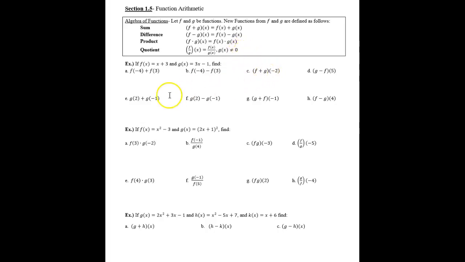Let's go ahead and look at a few examples. This first example, it says if f of x equals x plus 3 and g of x equals 3x minus 1, find all of these. So part A, we are finding f of negative 4 plus f of 3. So we're only dealing with function f, and we're evaluating it at negative 4 and 3, and then adding those answers together.